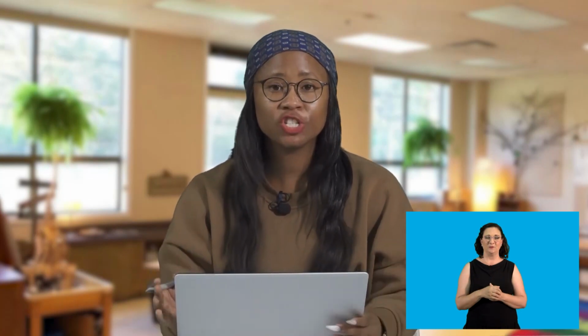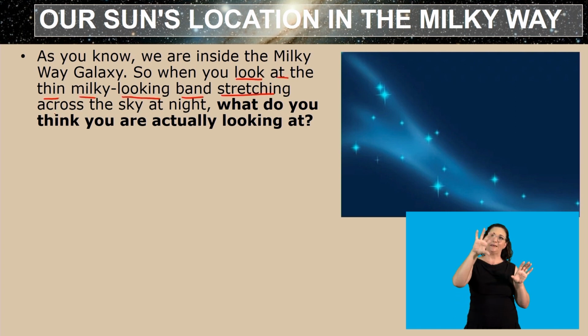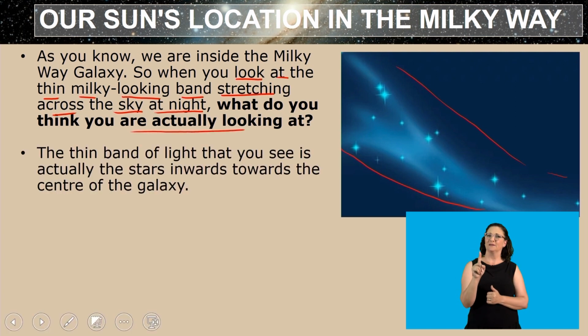Welcome back, learners. Now let us look at our third concept, which is our sun's location in the Milky Way galaxy. As you know, we are inside the Milky Way galaxy. So when you look at the thin, milky-looking band stretching across the sky at night, as the one that you see on the picture here, what do you think you are actually looking at?